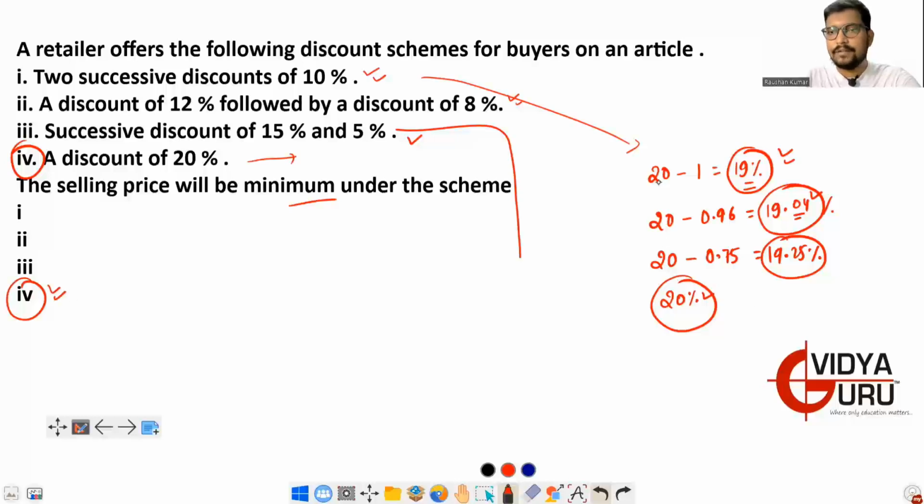Because here the discount is 20%, which is the maximum discount among these four. That's why our answer should be the fourth one. I hope you get this concept. Now we will move to the next question and use the concept as well.